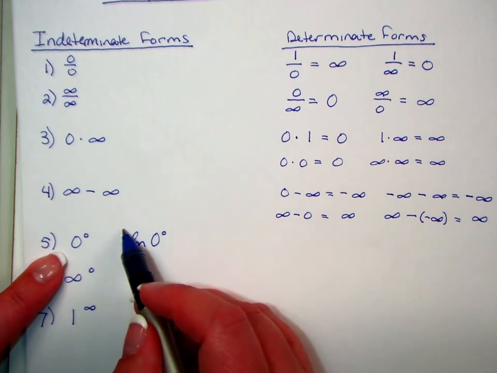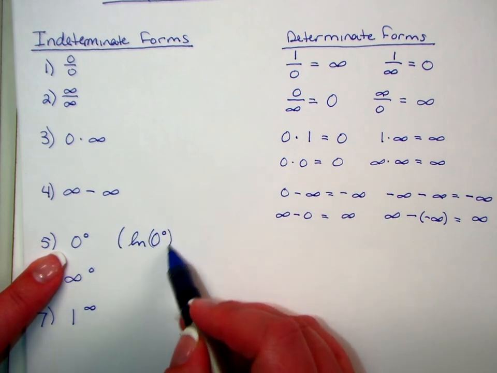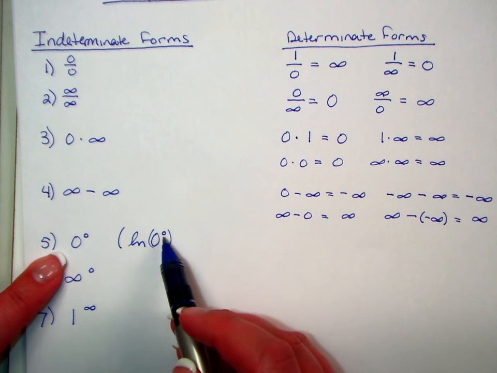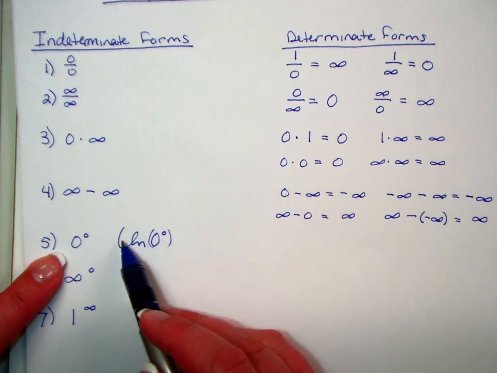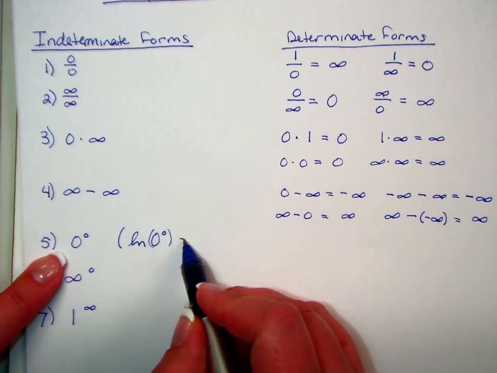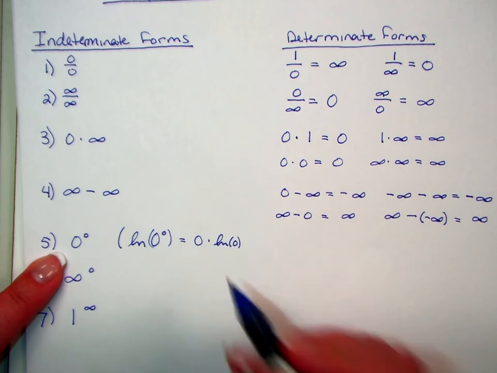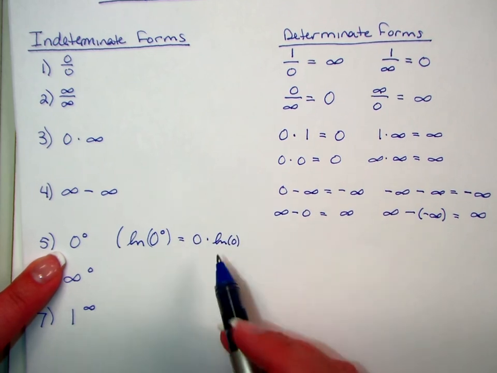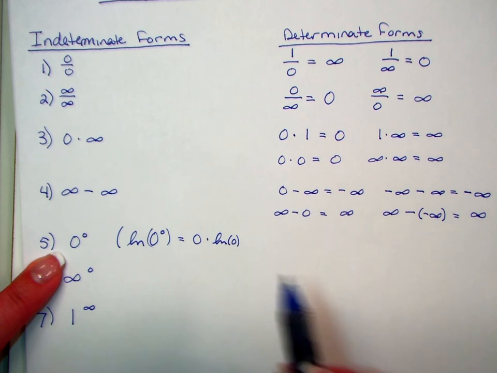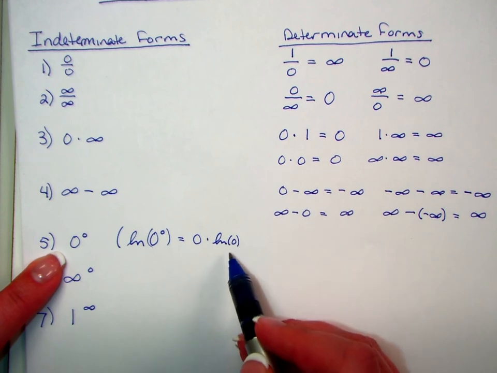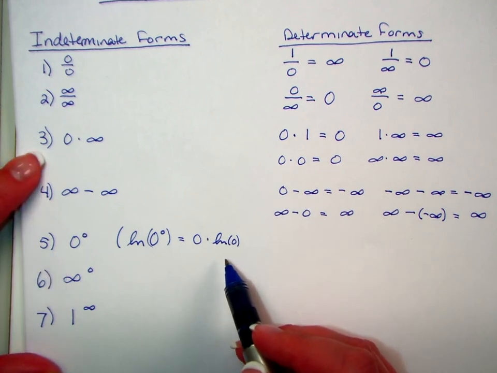All right. So if I take ln of 0 to the 0 power, then I can use that third logarithmic rule to pull that 0 out front. So I get 0 times ln of 0.